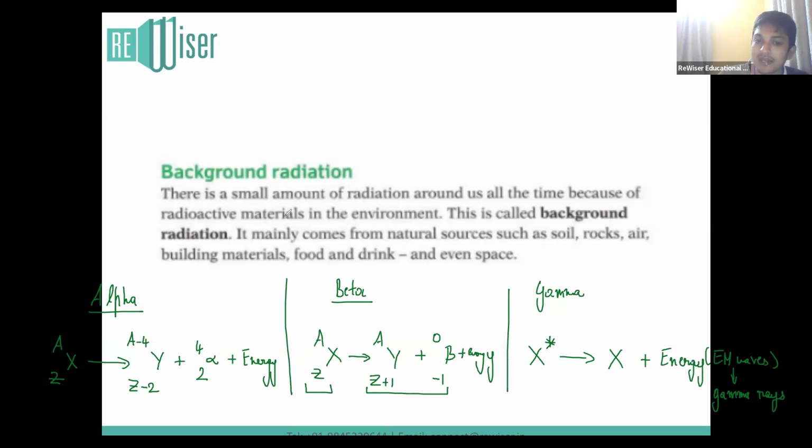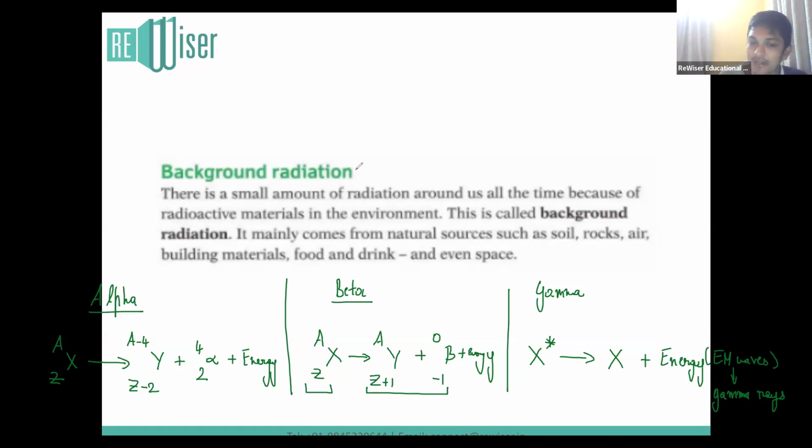Next, let's understand what is background radiation. As the word suggests, background radiation is a small amount of radiation that is present around us all the time because of the radioactive elements in our environment. So you might ask the question, what do you mean radioactive elements? Remember, it is possible to have trace amounts of radioactive nuclei within the normal nuclei all around us. For example, the banana that we consume has a radioactive isotope of potassium, which is present in every single banana that you ever eat.